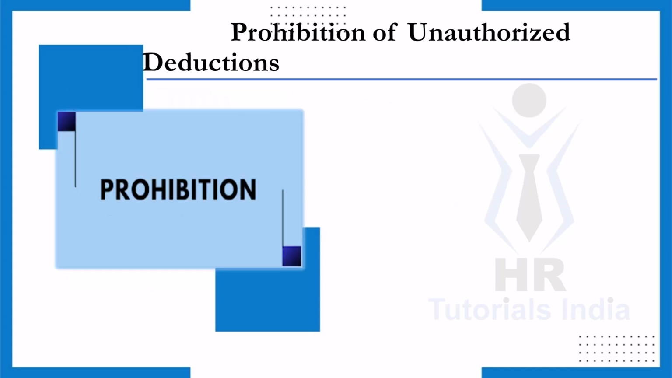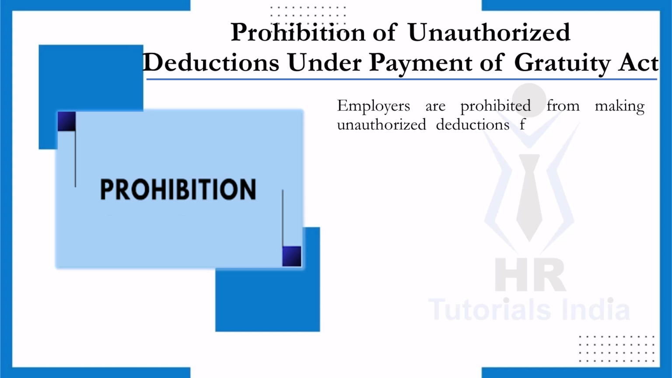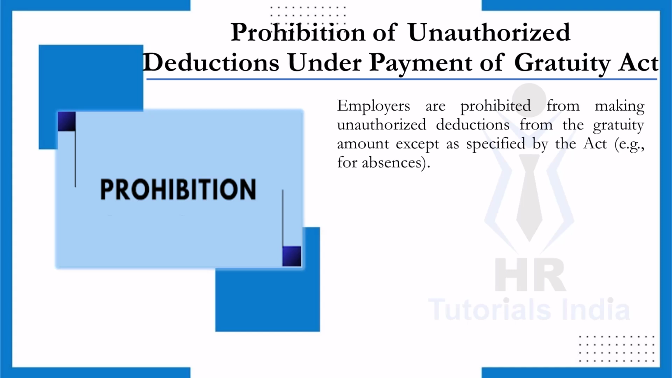Prohibition of unauthorized deductions under Payment of Gratuity. The Payment of Gratuity Act 1972 includes specific provisions regarding unauthorized deductions from payment of gratuity amount. Prohibition of unauthorized deductions. Employers are strictly prohibited from making any unauthorized deduction from the gratuity amount. This ensures that the employees receive the full benefit they are entitled to upon termination of their employment.